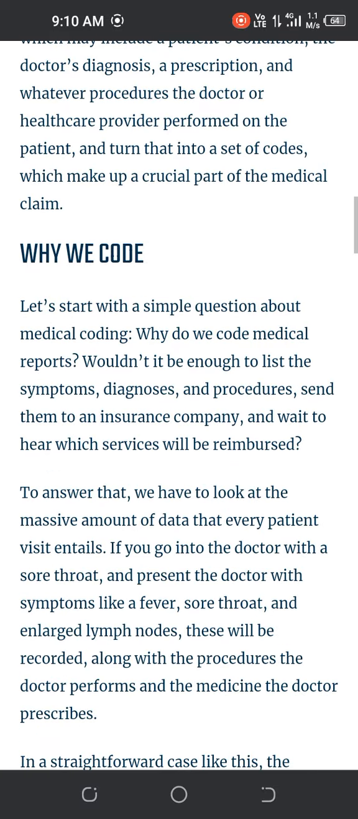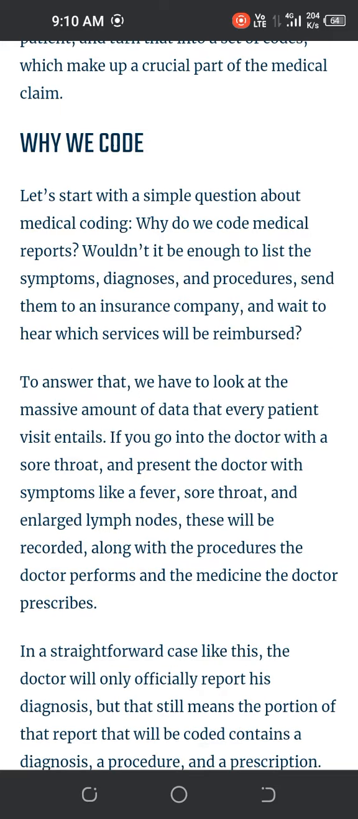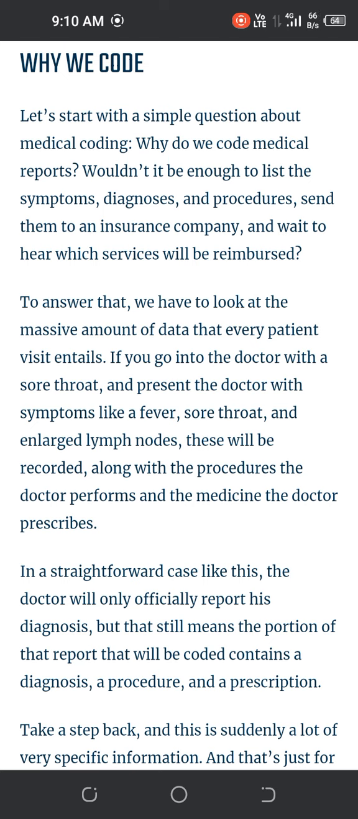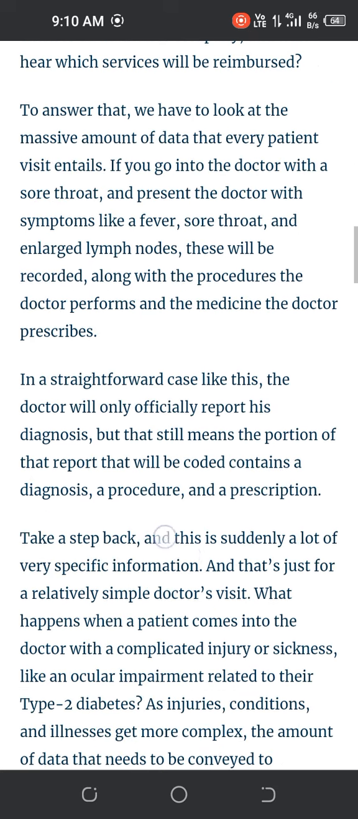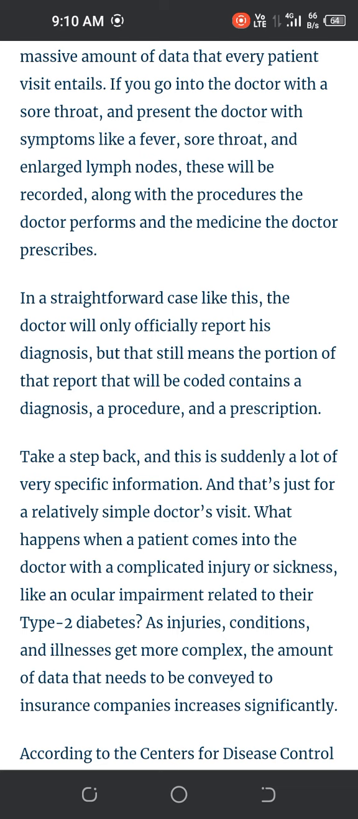Why we code? Let's start with a simple question about medical coding. Why do we code medical reports? Wouldn't it be enough to list the symptoms, diagnosis, and procedures, send them to an insurance company, and wait to hear which services will be reimbursed? To answer that, we have to look at the massive amount of data that every patient visit entails. If you go into the doctor with a sore throat and present the doctor with symptoms like a fever, sore throat, and enlarged lymph nodes, these will be recorded along with the procedures the doctor performs and the medicine the doctor prescribes. In a straightforward case like this, the doctor will only officially report this diagnosis, but this still means the portion of that report that will be coded contains a diagnosis, a procedure, and a prescription.